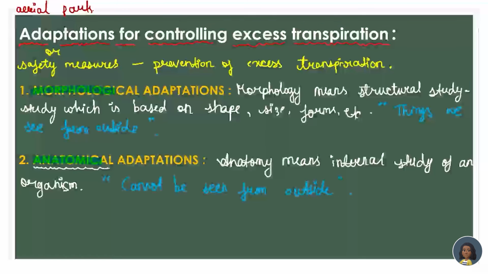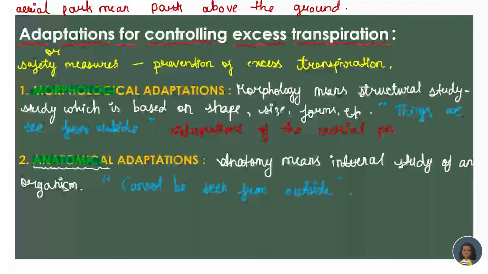Aerial parts mean parts above the ground. Morphological adaptations are going to involve adaptations of the aerial parts of the plant.